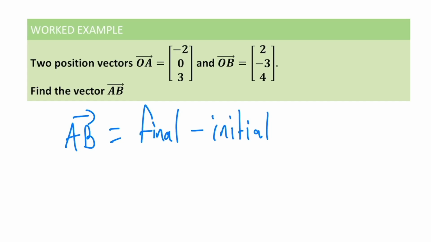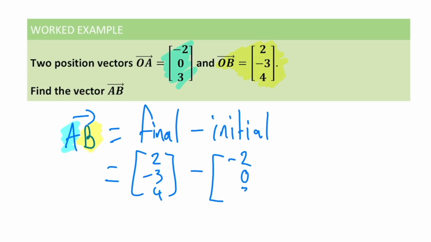So my final point is going to be B. I'm ending or finishing at B. So I want to start with my position vector B, which is this 2, minus 3, 4 coordinate point. So my final point is 2, minus 3, and 4. And my initial point, or where I began, is going to be the coordinate point A, or this minus 2, 0, 3 coordinate point. So I'm going to subtract minus 2, 0, 3.